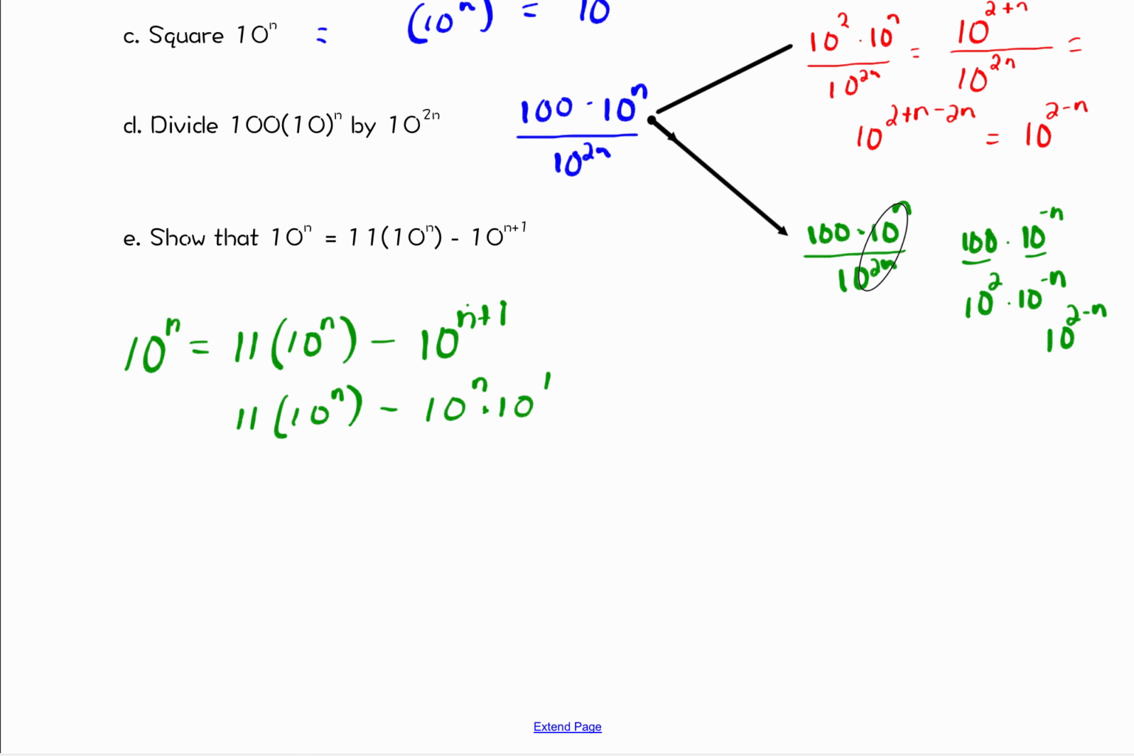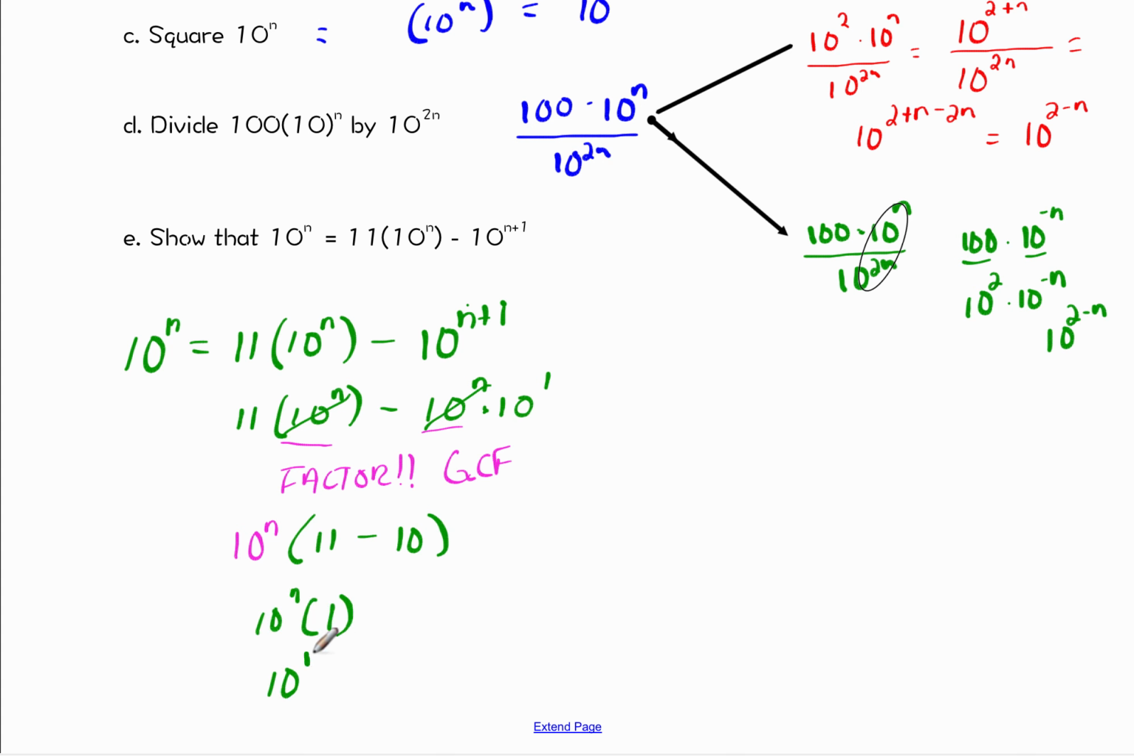Now, here's that word that's never going to leave your math vocabulary ever. It's factor. And I can factor out a GCF here. What does each term contain? A 10 to the n. So if I factor out that 10 to the n, I'm left with an 11, a minus sign, and a 10 to the first, which is simply 10. 11 minus 10 is 1, times 10 to the n is 10 to the n.